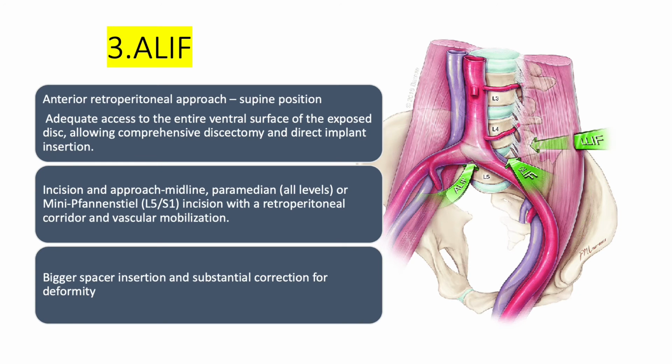Now let's talk about anterior approaches or anterior lumbar interbody fusion. Anterior lumbar interbody fusion or ALIF is done in a supine position and uses an anterior retroperitoneal approach. It gives adequate access to the entire ventral surface of the exposed disc, allowing a comprehensive discectomy and a direct implant insertion. It uses a midline or a paramedian approach at all levels, or a mini approach at the L5-S1 level, with a retroperitoneal corridor, and involves vascular mobilization. The advantage of ALIF is that you can insert a bigger spacer and it gives you a substantial correction for deformity.